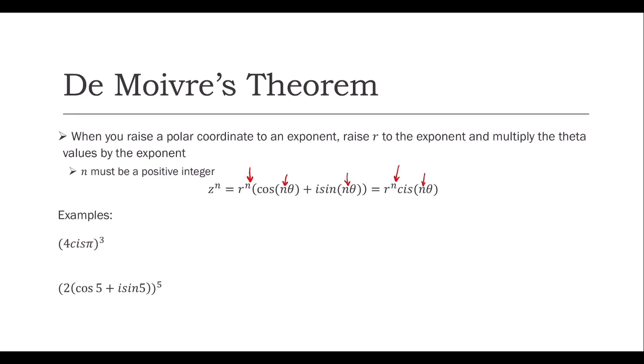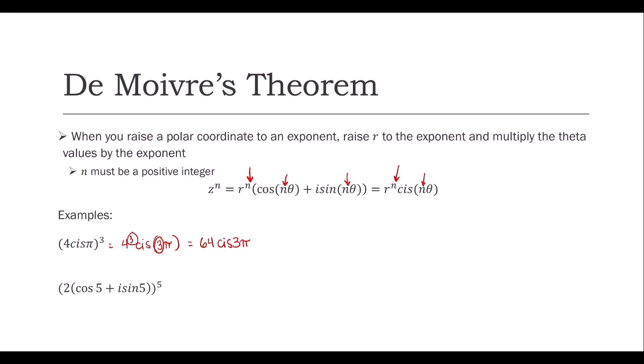So for example, we have 4 cis pi, cubed. To do that, we would cube our r value. So we'd have 4 cubed cis 3 times pi. So our 3 went here and here. So 4 cubed is 64 cis 3 pi.